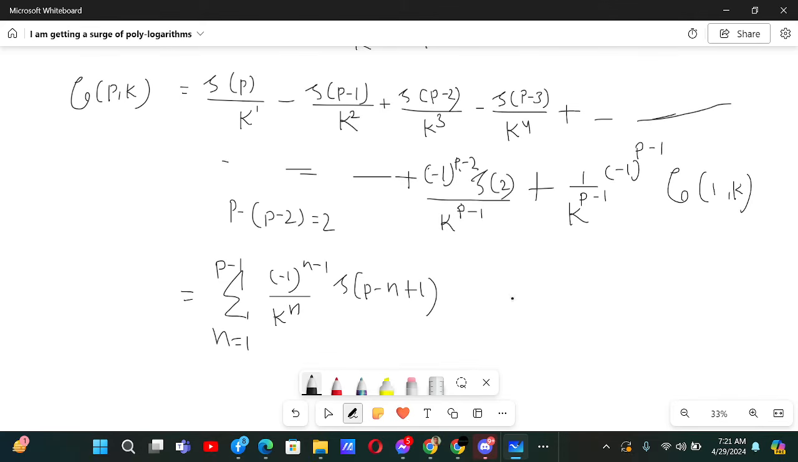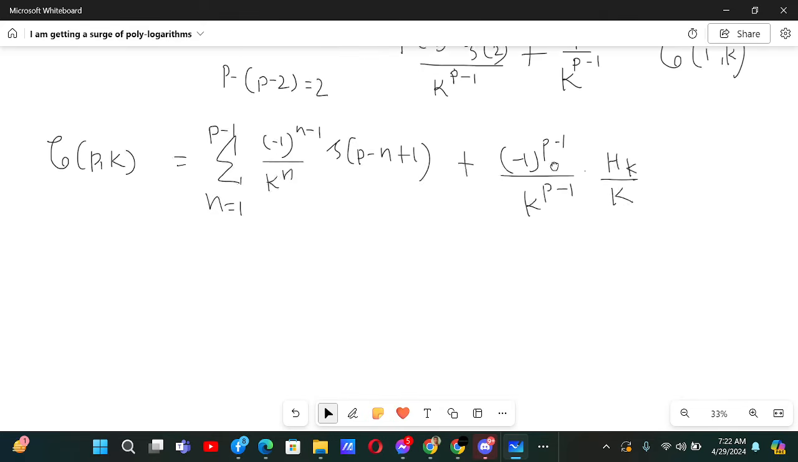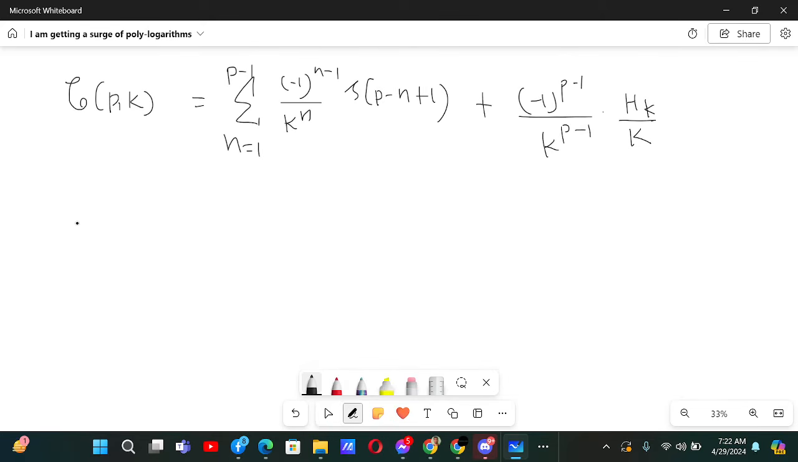And for the last thing we have minus 1 to the power p minus 1, k to the power p minus 1 times the function of 1 comma k, and we know that the function of 1 comma k is just k by k. Okay, so we finally have this nice formula for the function p comma k, and now the problem is going to be a lot easier after this. After this we just have a few steps and then we will close the problem.